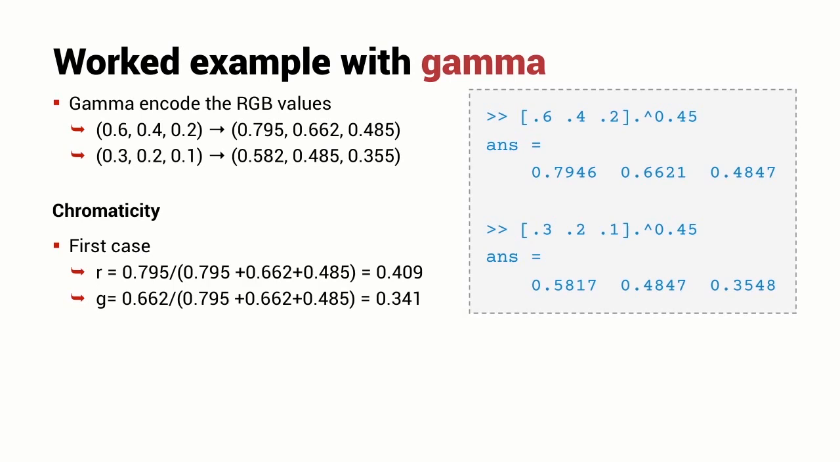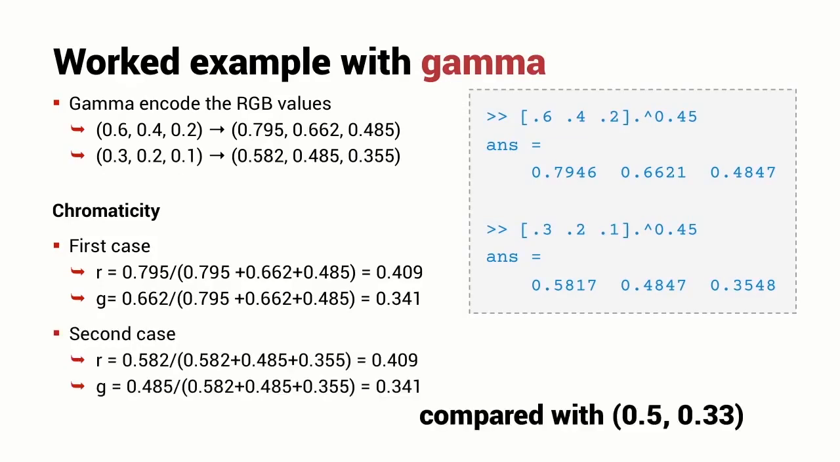In the first case, it's for the full illumination condition, and here are the r and g values. For the second case, with lower illumination, we compute the chromaticity coordinates and we see they are the same as for the first case. So once again, we have factored out the effect of illumination and we're left with two numbers which represent the color. For this case, with gamma encoding, we have factored out the effect of illumination, and that's a good thing. But the actual chromaticity coordinates have a different value to the case we computed earlier without gamma encoding.